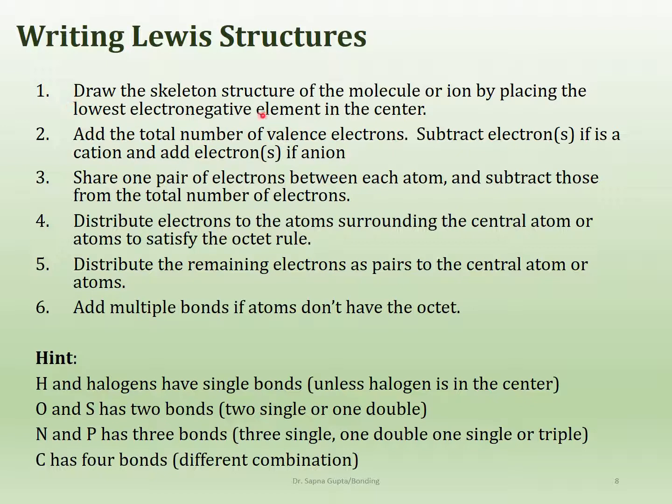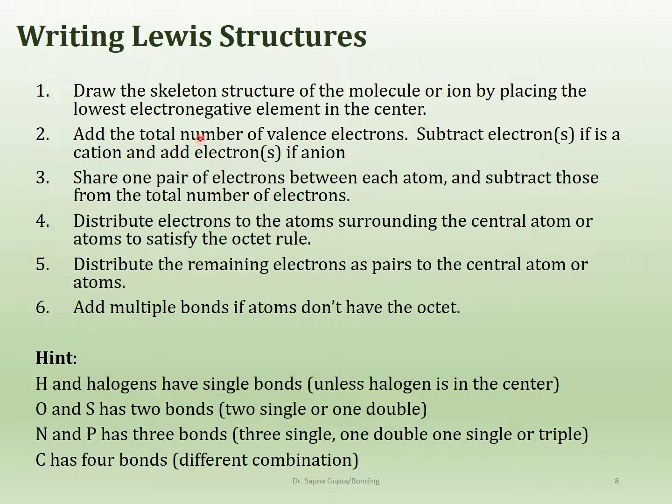One other hint over here for drawing the skeletal structure is try and keep it as compact as possible. Which means that if you have 5 atoms given to you, don't just draw them out in a line. Keep them as compact as possible, as symmetrical as possible, and that will make your life a lot easier, and it will make it easier for you to understand how to write the Lewis structure. So keep it compact, keep it symmetrical.